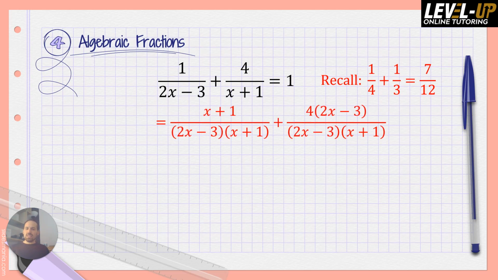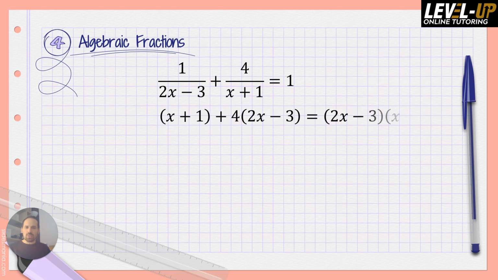We could do the same thing with this here. It gets a little bit messy. So you see the first fraction, we're timesing the top and bottom by x plus 1. The second one, we times the top and bottom by 2x minus 3. Or what we could do is think of it as just simply multiplying the whole thing through by 2x minus 3 and x plus 1.